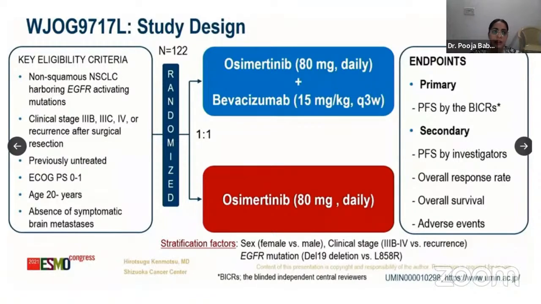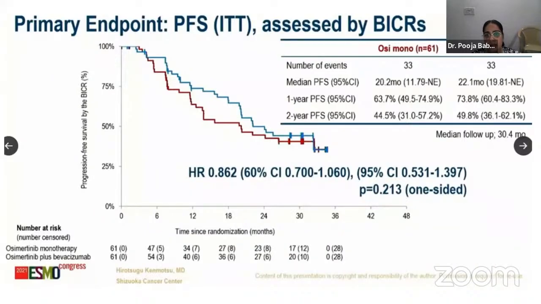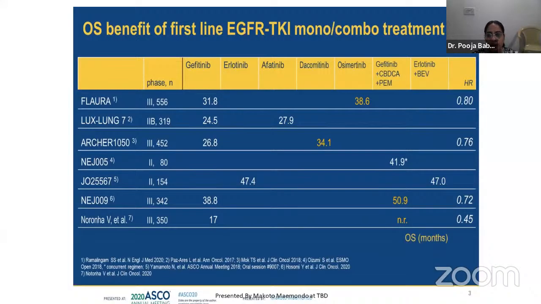One such trial was the WJOG 9717L trial. Again, the same eligibility criteria: non-squamous non-small cell lung cancer, advanced stage, and EGFR mutated, exposed to osimertinib plus bevacizumab versus osimertinib. Progression-free survival was the primary endpoint. And again, it has been seen that there is some benefit in progression-free survival, with a hazard ratio of 0.86, but not very impressive.